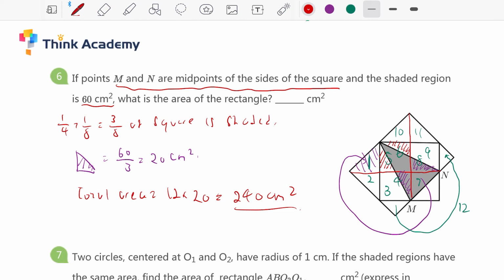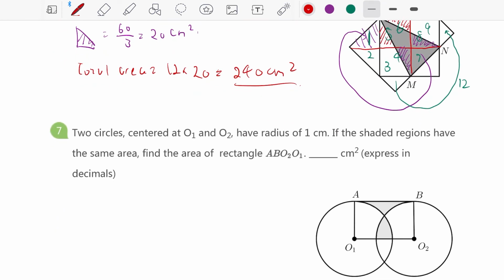Now, the concept for this question is not difficult, but it is actually more about being able to reorganize the whole picture when we are given very limited information. But of course, the whole idea requires the concept of midpoints in order to help us out. Otherwise, we won't be able to do it. So let's move on to the last question for the day, another geometry question.